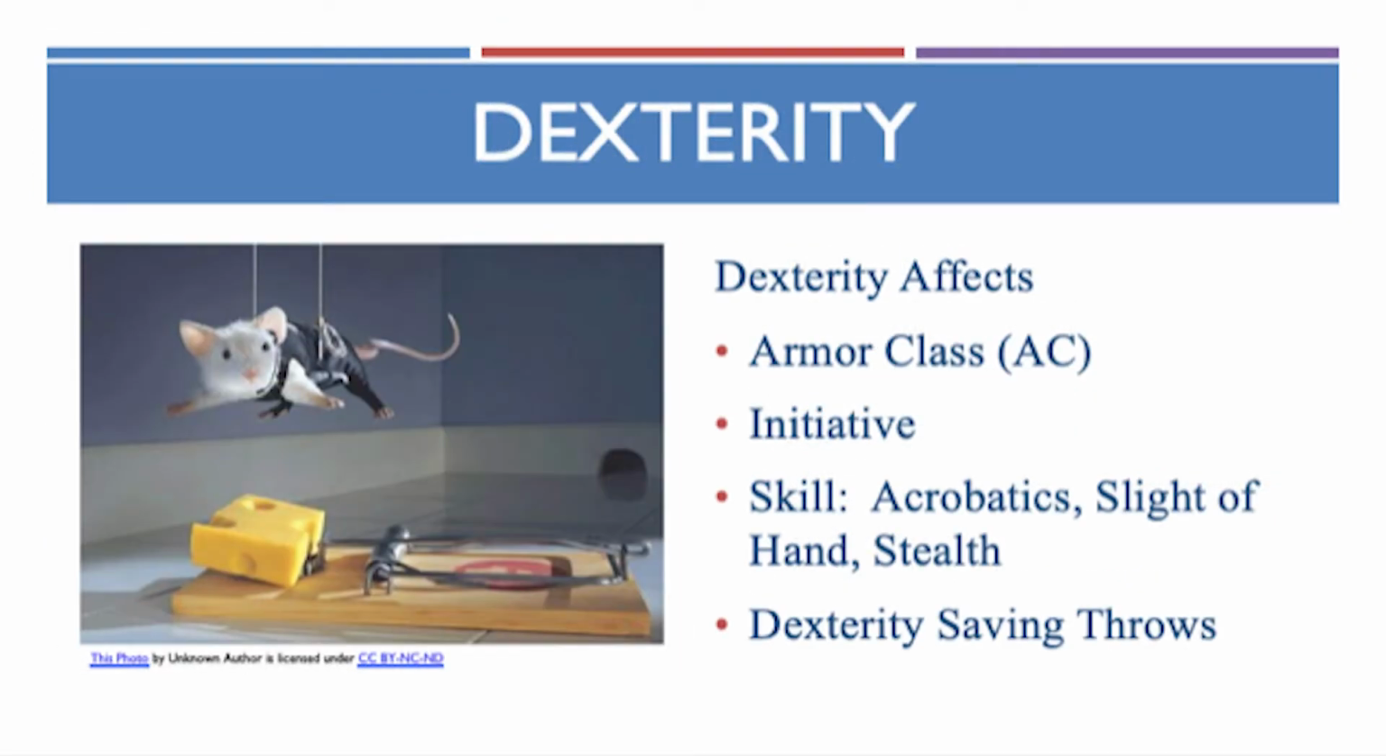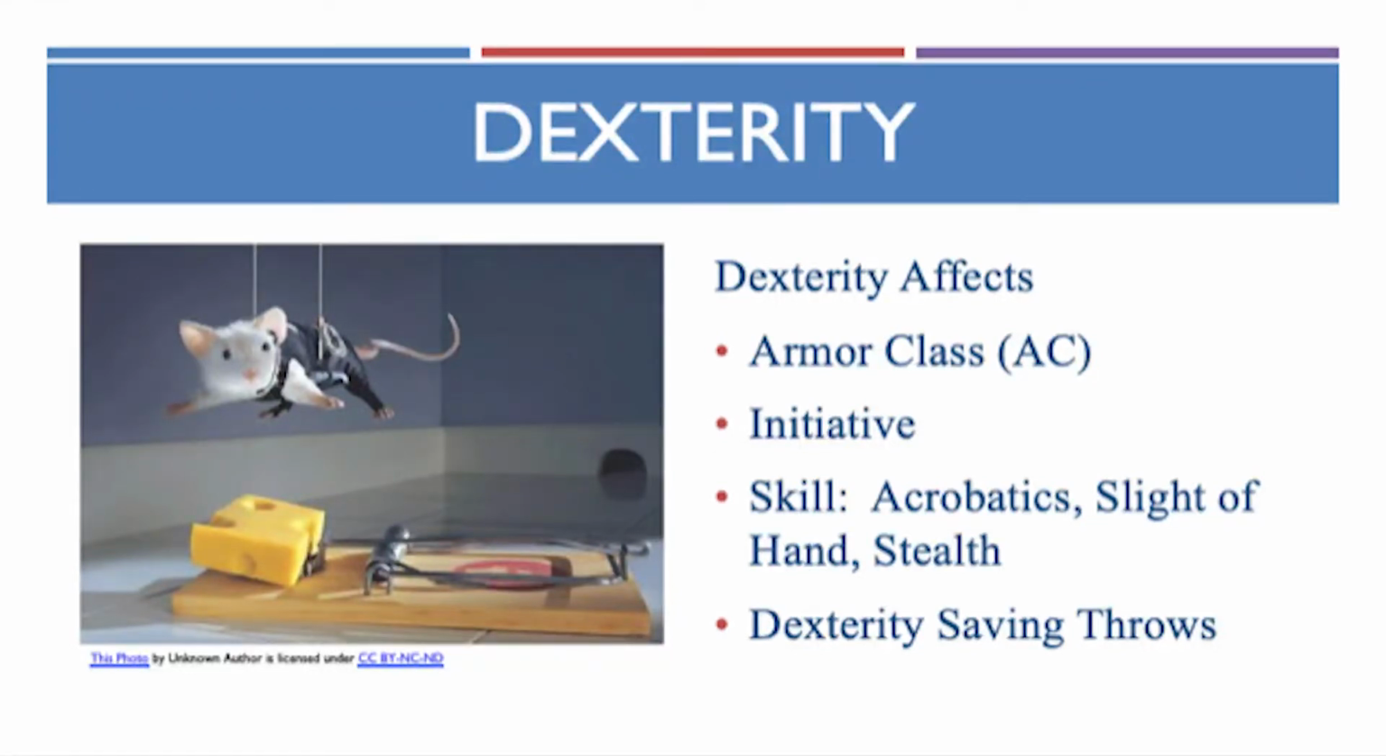After strength is dexterity, which affects the following: armor class or AC, initiative, which is the D&D term for the turn order in combat, the skills acrobatics, sleight of hand, and stealth, and dexterity saving throws. In D&D, armor does not negate damage, but instead makes the attack miss entirely. For an attack to hit, the roll must be equal to or greater than the target's AC, and a character's base AC without armor is 10 plus their dexterity modifier, and this can be increased with armor and shields, among other things.